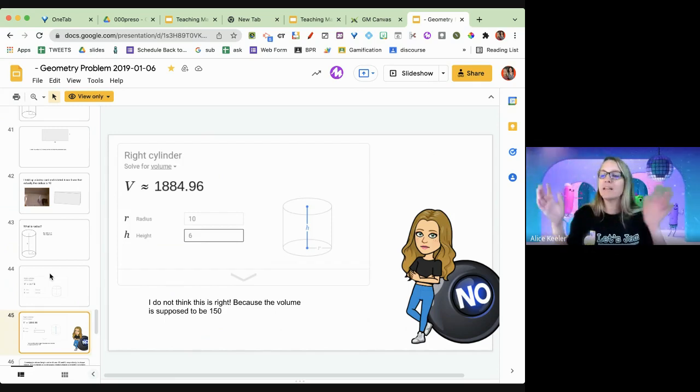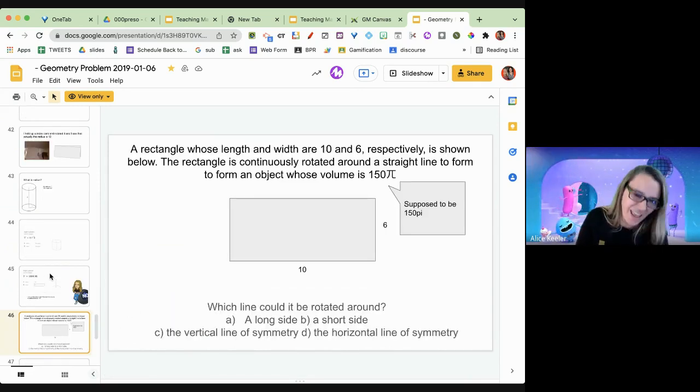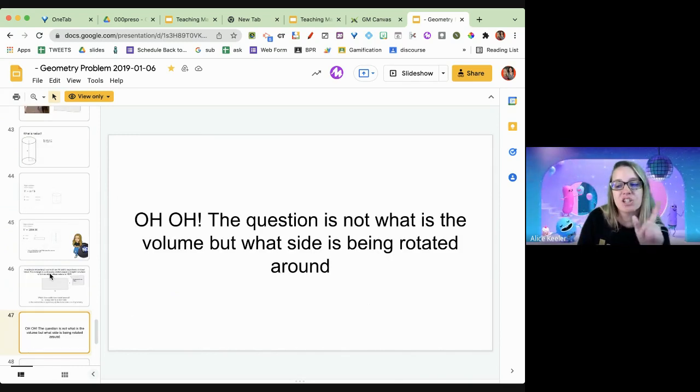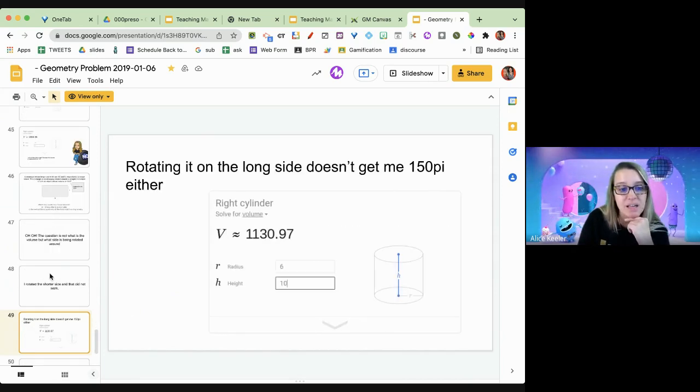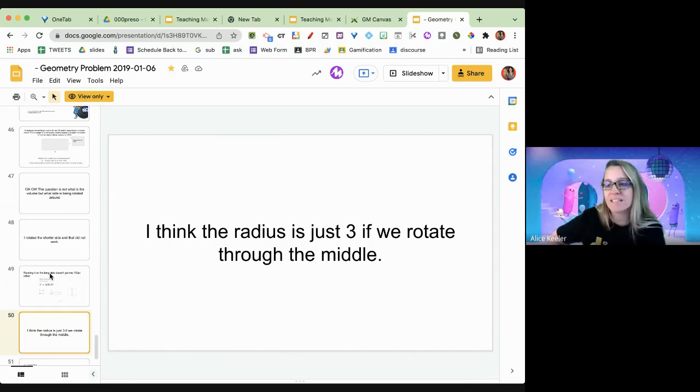Let's remember she's 11 and it's a calculus problem. Doesn't matter. She's given herself feedback and she's going to try again. I've already won, you guys. I've already won. You know, I give her a little feedback here. It's supposed to be 150 pi, but whatever. And then she had this epiphany that the question's not asking for the volume, but what side it's being rotated. So she rotated the shorter side and that did not work. This person's 11. And rotating in the longer side didn't get me 150. So what if I did it through the middle?